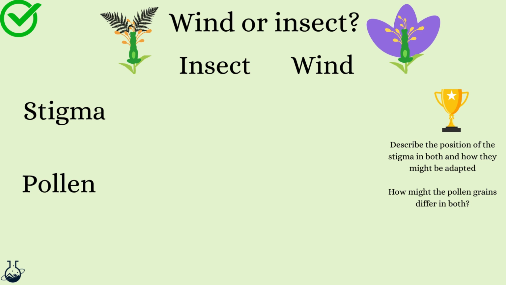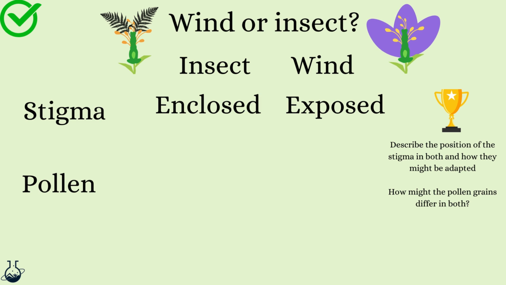The challenge was to compare the stigma and pollen grains in insect and wind-pollinated plants. How are they different? So the stigma in insect-pollinated plants are enclosed. The petals surround it. Whereas in wind, they are exposed. This is handy, so it can be exposed to the wind. The stigma is also sticky in insect-pollinated plants, providing a greater opportunity to receive pollen when an insect lands on it, whereas they are more feathery in wind-pollinated plants to catch the pollen.